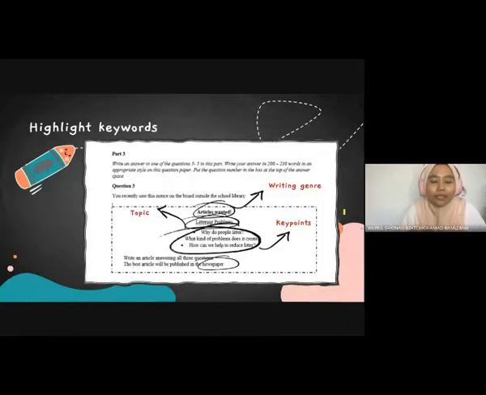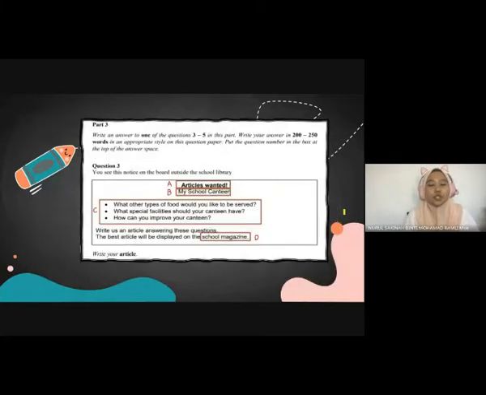How does it make you think? How can I attract my reader to read my article in the newspaper? Okay, so let's test your memory here. Let's test memory. So what is A there? You see this notice on the board outside the school library? A, articles wanted. So what is A just now?